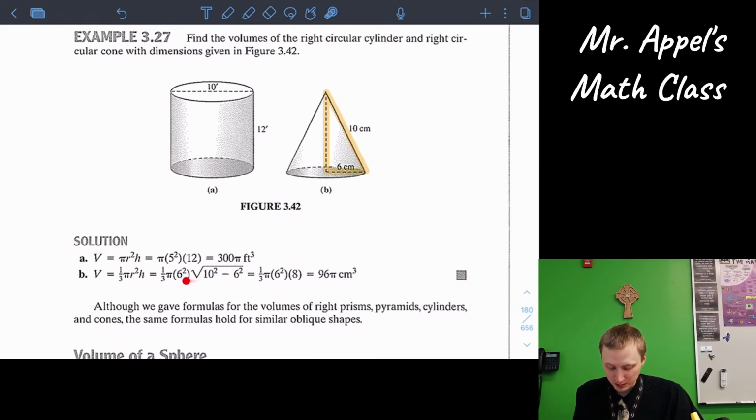So we've put it all in one formula. Just do it as one full step: square root of 10 squared minus 6 squared, which, if you notice, is a doubling of a Pythagorean triple. This is a 3, 4, 5 triangle, so that other side must be 8. So 1/3 times 6 squared times 8 gives us 96 pi centimeters cubed.